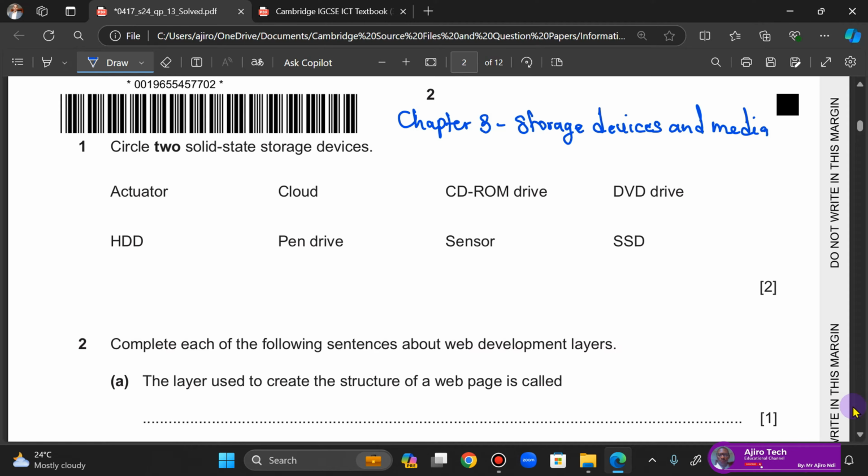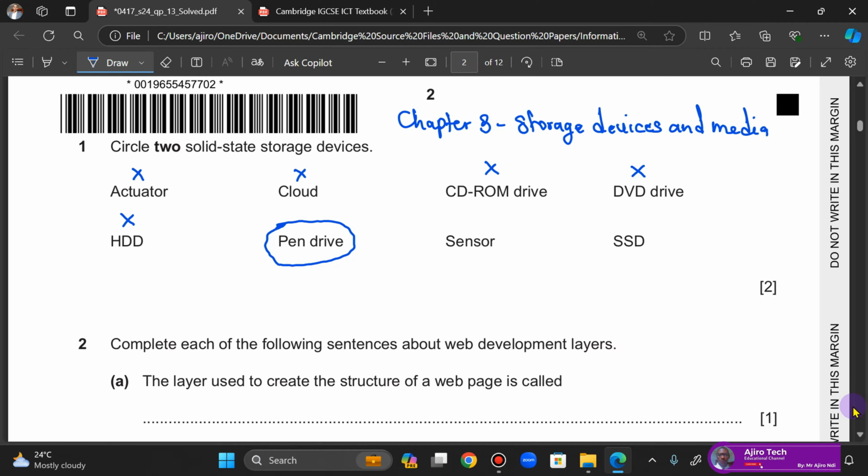This right here is a mechanical device that carries out the physical action, so it's not an actuator, and this is not a cloud. And I want to assume that this means cloud computing and not the real cloud, right? When we store data to remote servers, so it's not this. CD-ROM, this is optical, so it's not this. DVD is optical, so it's not this. This is magnetic, so it's not this. Pen drive, yes, we have a pen drive as solid state device.